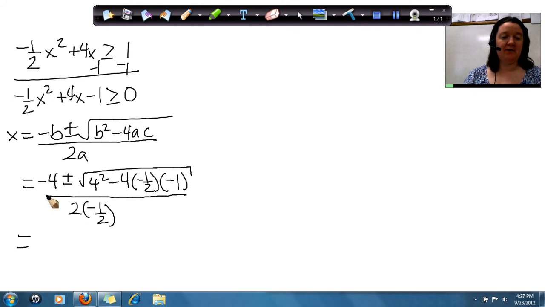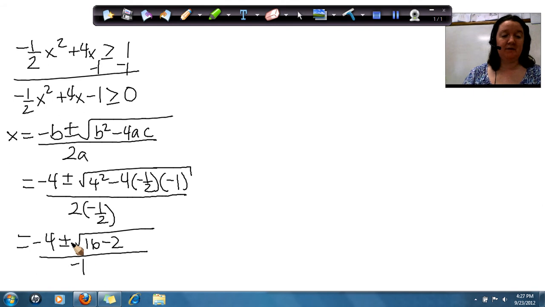So if we simplify that, it'll be a negative 4 plus or minus the square root of 16. If I take 4 times a negative 1 half, that's going to give me positive 2, and 2 times a negative 1 would give me minus 2. And on the bottom, 2 times a negative 1 half is going to give me a negative 1. So that will change this to 4 plus or minus the square root of 14.